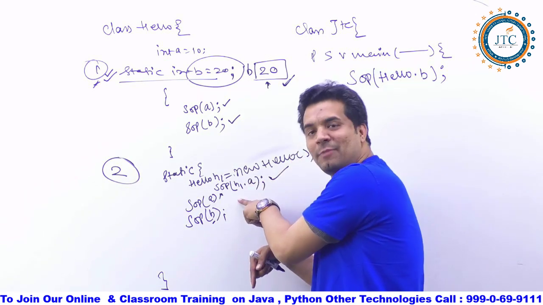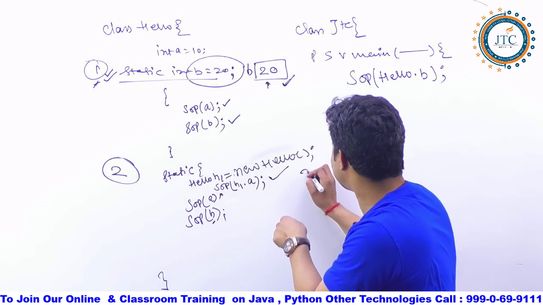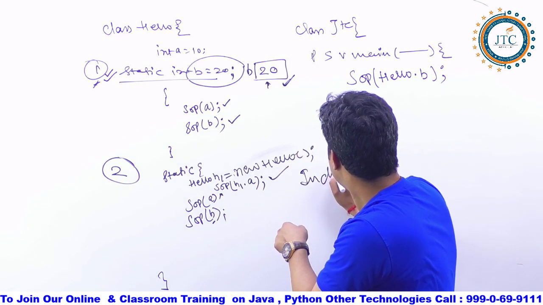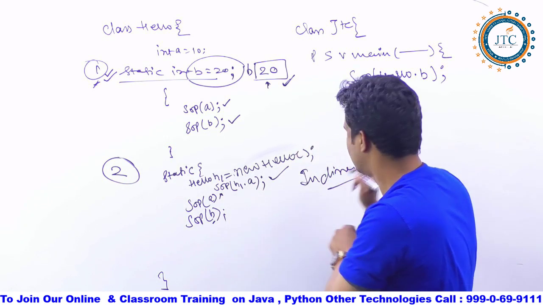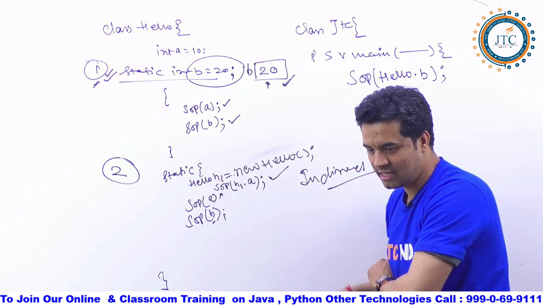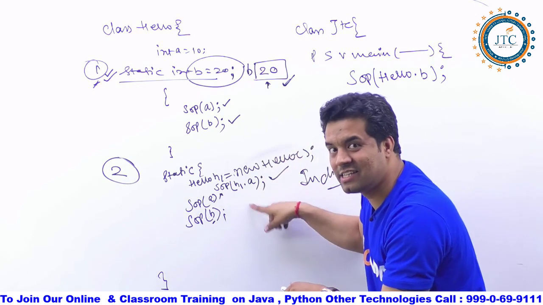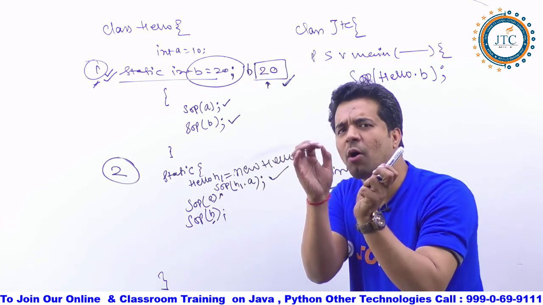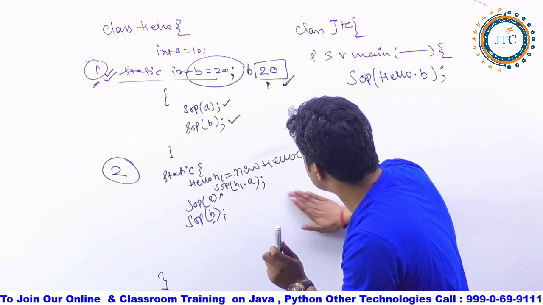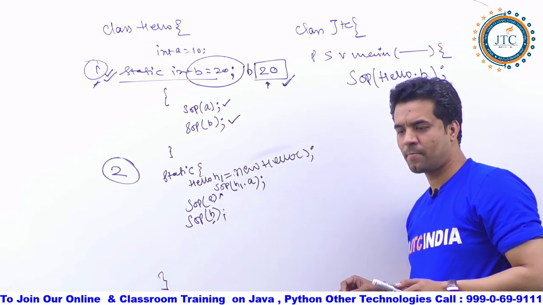And this is indirect means. This is indirect accessing. Directly, as I said, we cannot access it. Indirectly, we can access it. And now I will just give you a small clarification about this, how we are able to access it.